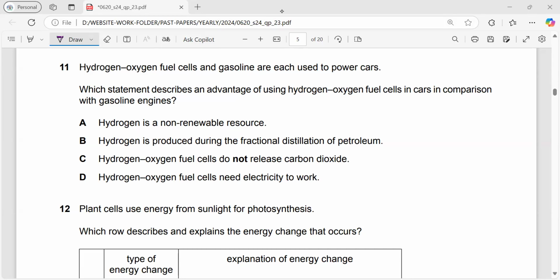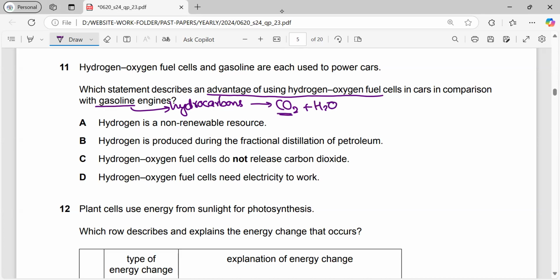Question number 11: hydrogen, oxygen, fuel cells, and gasoline are each used to power cars. Which statement describes an advantage of using a hydrogen fuel cell in cars in comparison to a gasoline engine? It's really easy, because gasoline engines contain hydrocarbons, and hydrocarbons, upon burning, produce carbon dioxide and water. So to reduce carbon dioxide, people prefer to use hydrogen-oxygen fuel cells. But they are expensive.